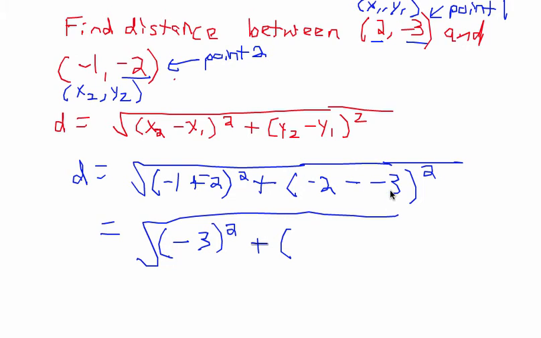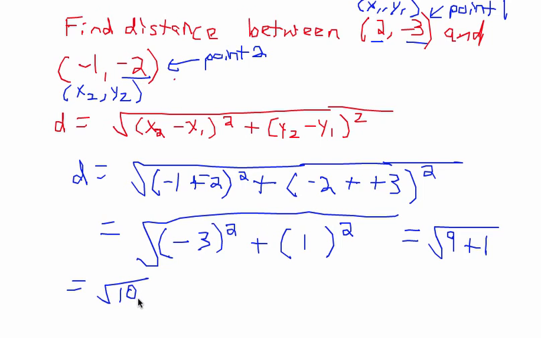-2 minus -3, change subtraction to adding the opposite. So -2 plus 3 is 1 squared. So -3 squared is 9. -3 times -3 is 9. Plus 1 squared is 1. So that equals the square root of 10. So the distance between (2, -3) and (-1, -2) is radical 10.